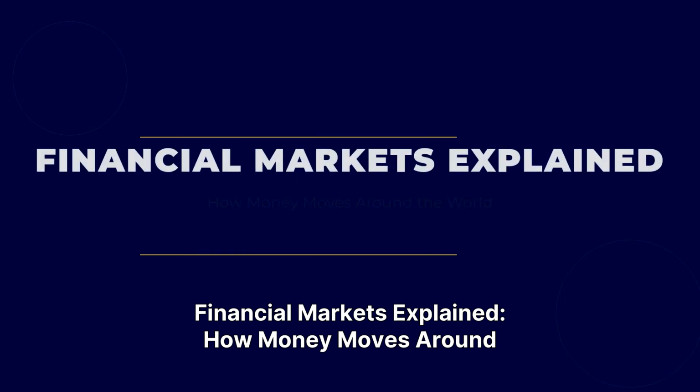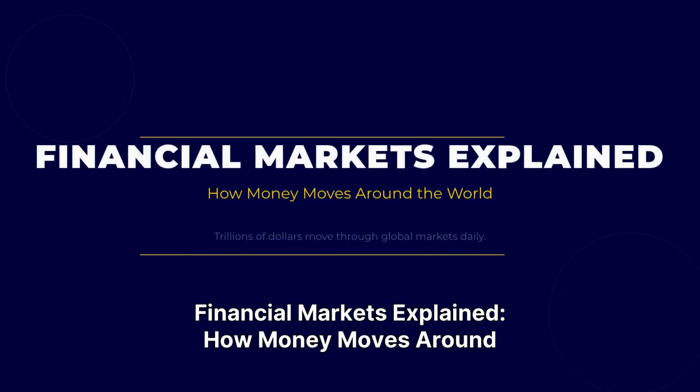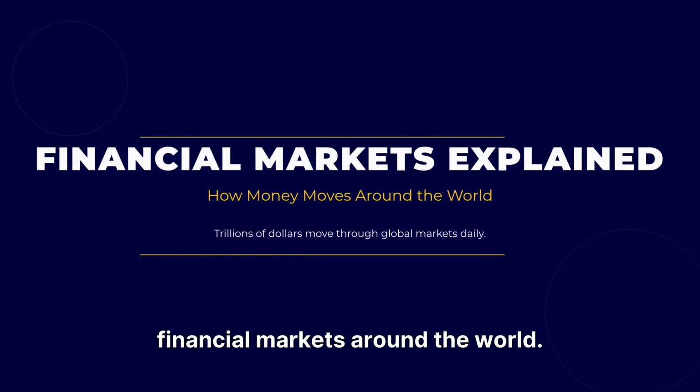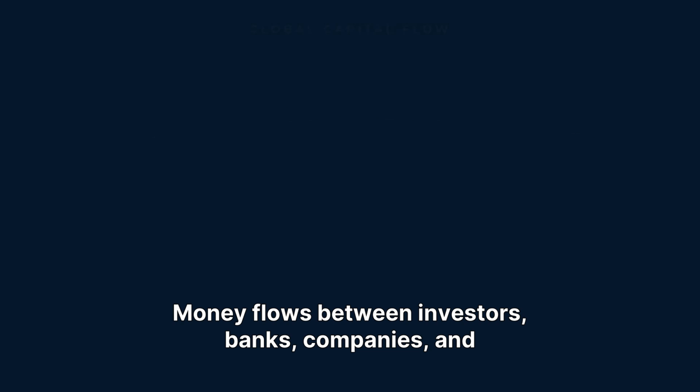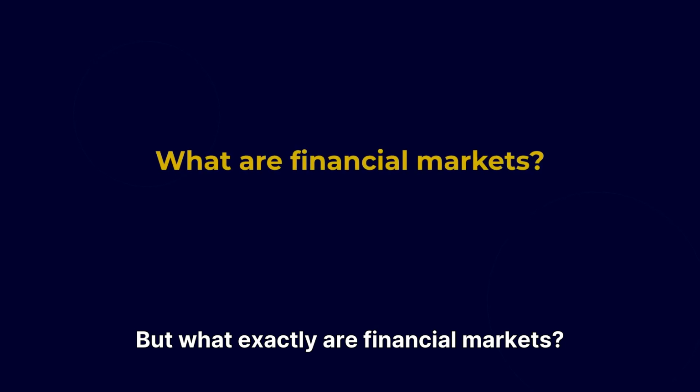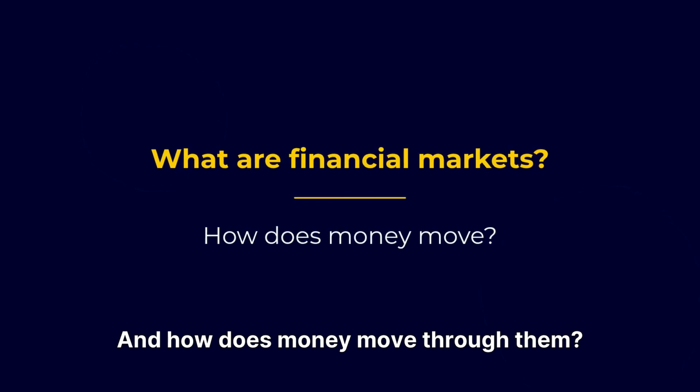Financial markets. Explained: how money moves around the world. Every day, trillions of dollars move through financial markets around the world. Money flows between investors, banks, companies, and governments at a scale that most people never see. But what exactly are financial markets, and how does money move through them?